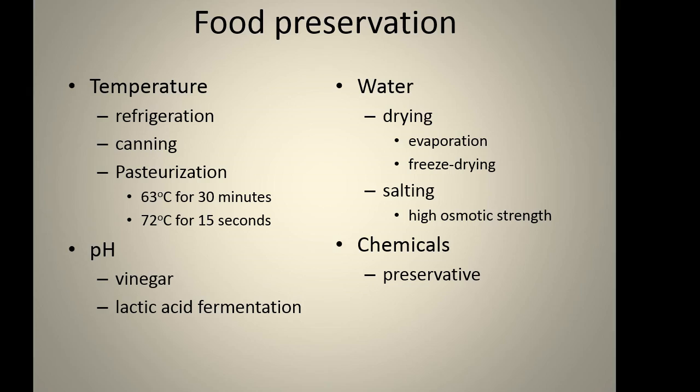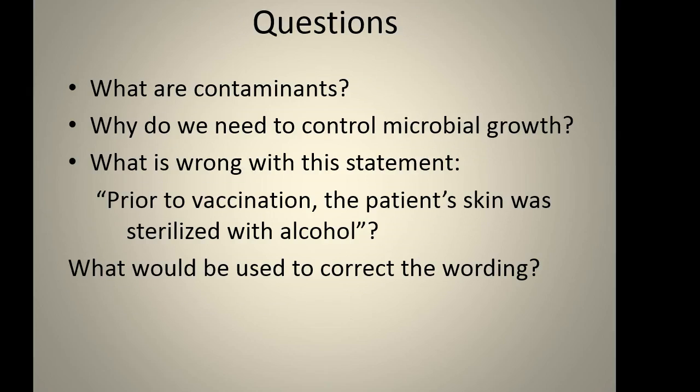For pH, they use vinegar, lactic acid fermentation. Then water: drying, evaporation, and freeze drying, and salting has a high osmotic strength. Chemicals are also used as preservatives.